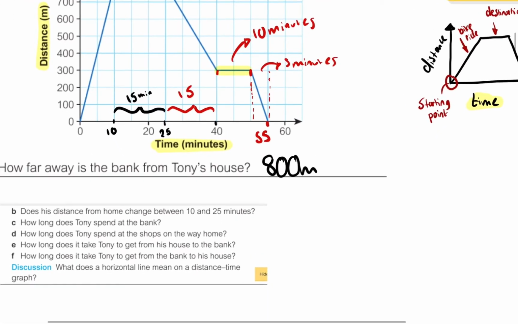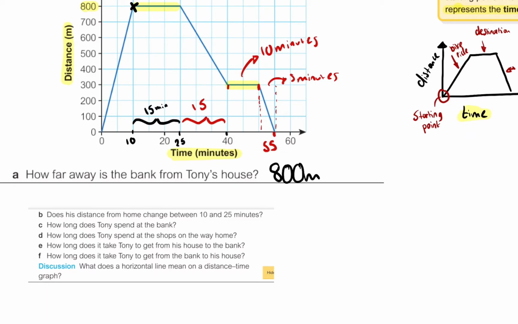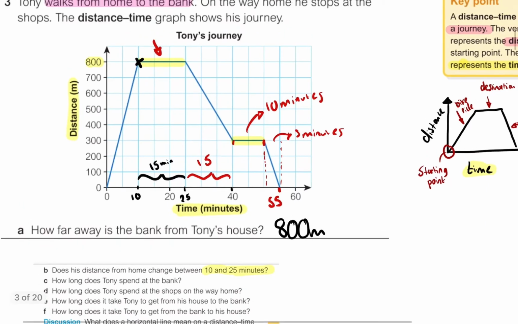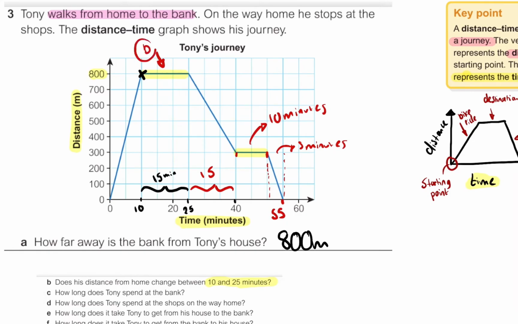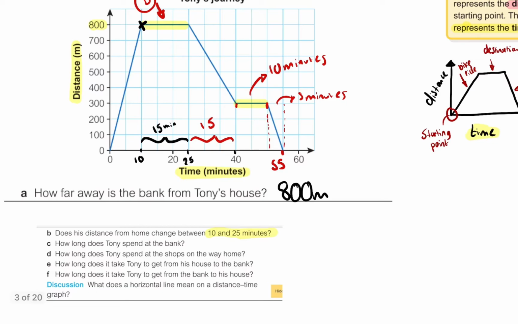So does his distance from home change between 10 and 25 minutes? Now we've already answered that. He was at the bank, and it's this period here. So that's question B. How long does Tony spend at the bank? Well, we've got 10 to 25, so he spends 15 minutes. How long does Tony spend at the shops? Well, we've answered it. It's 10 minutes.